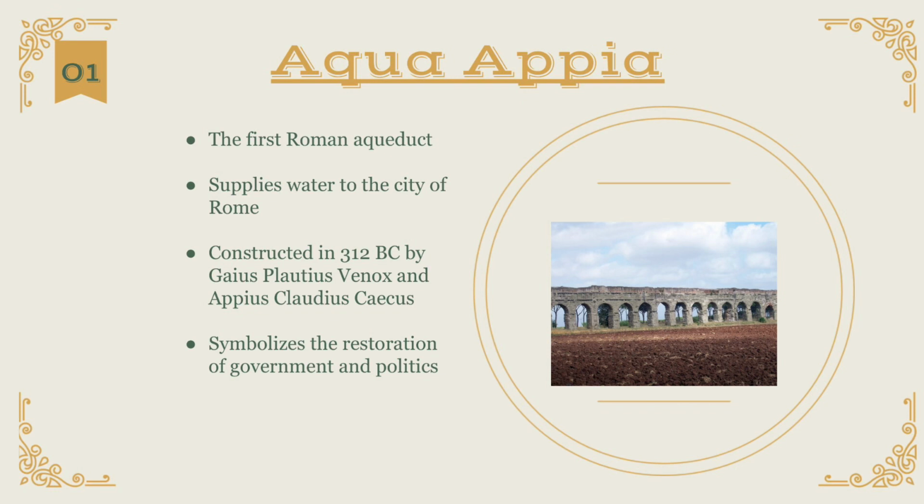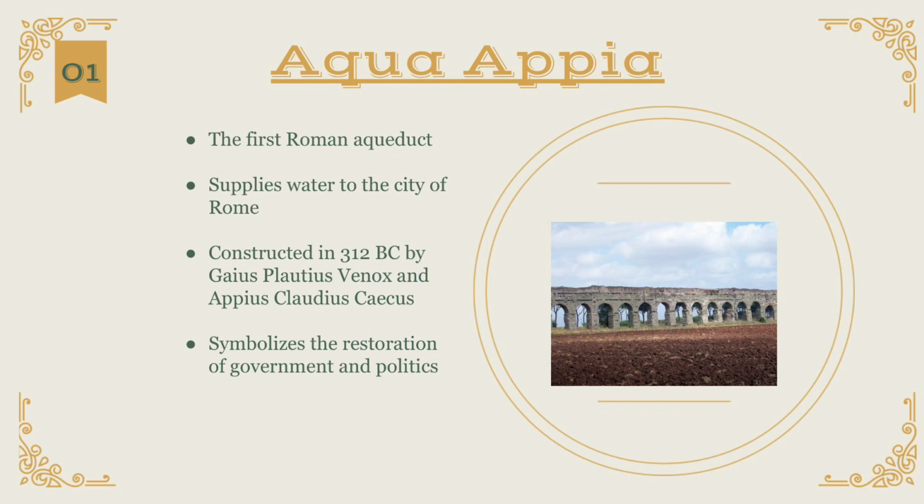This particular aqueduct was built in order to satisfy the population's growing need for water. It got its water from a region in central Italy called the Sabine Hills. The Appia allowed the city of Rome to get about 73,000 cubic meters of water per day.